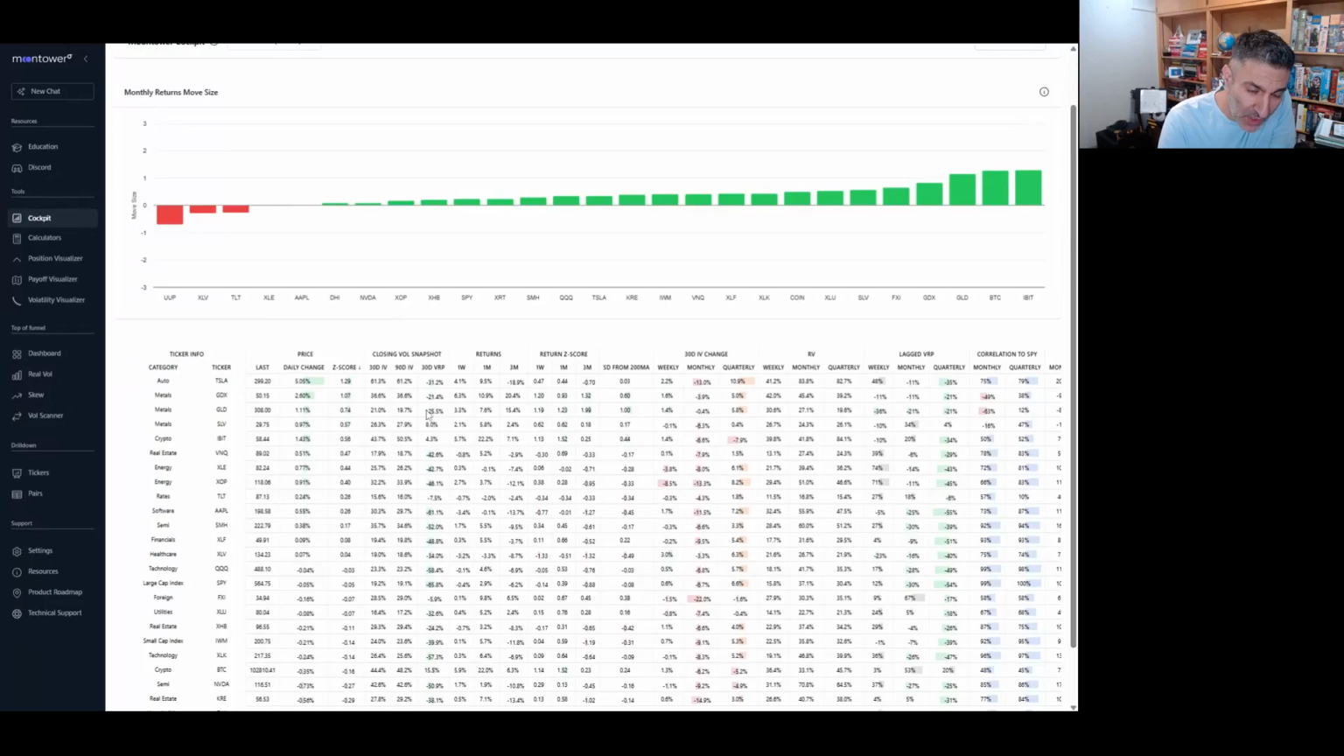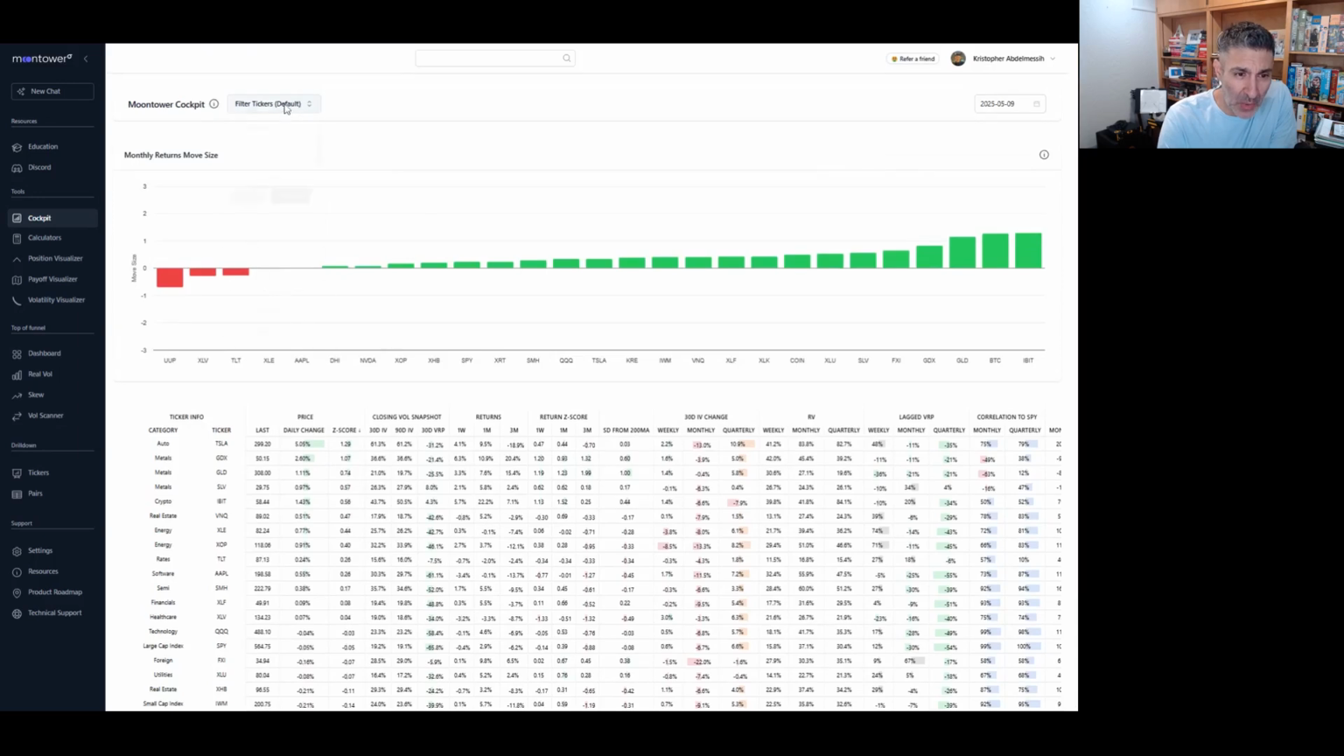Anyway, when I log in, I just sort it by Z-score rather than percent change or whatever. There's a lot of information here, but I'm not doing a full tour here.